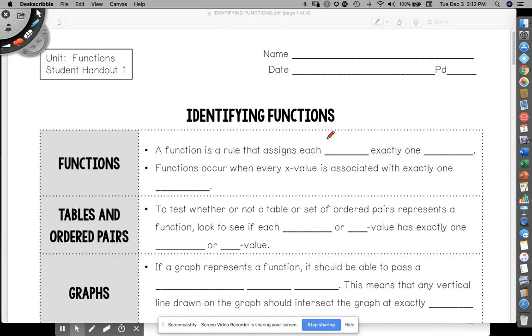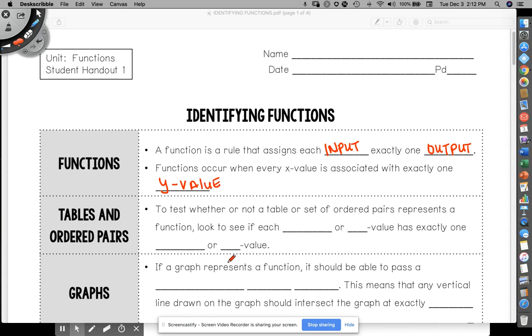So a function is a rule that assigns each input exactly one output. What that means is what you put in, you should get out one result. Functions occur when every x value is associated to every y value. So one x for one y.